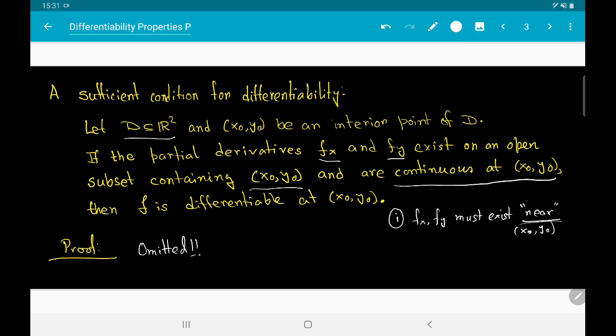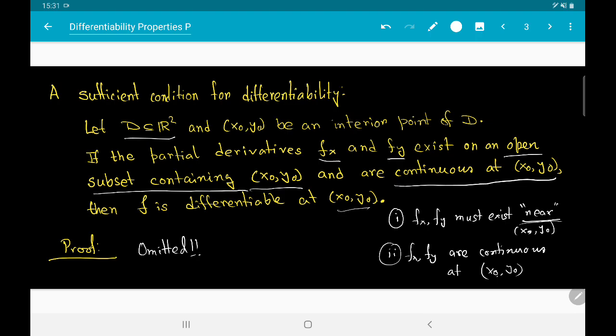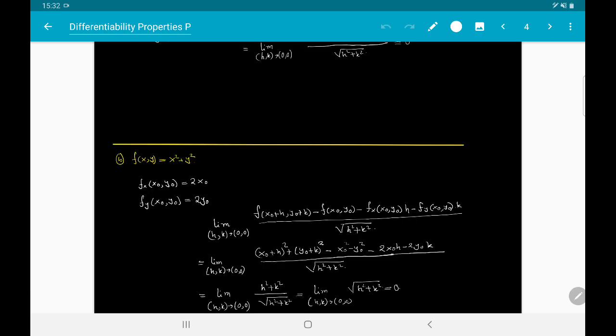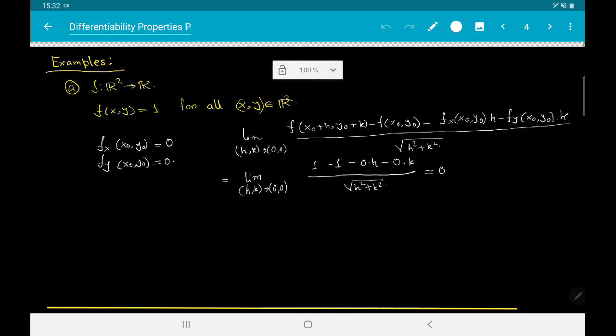So you can think of a very small open disk that contains x0, y0. So fx and fy must exist in that disk, and both of them, fx and fy, are continuous at x0, y0. Then the function f is differentiable at x0, y0. We omit this proof and we look at some examples that you might be eager to see now.